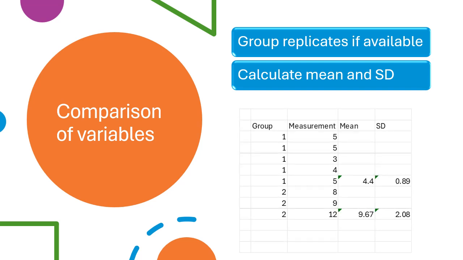Again, when we put this on a graph, rather than using all of the data that we collected, we would just want to use the mean and the standard deviation so that we would get a clearer comparison of the effect of our variable compared to the control.